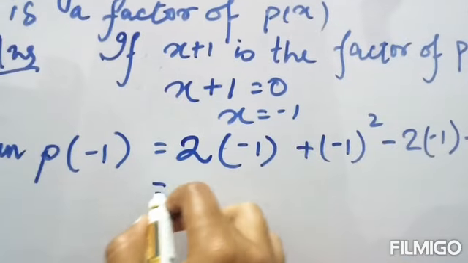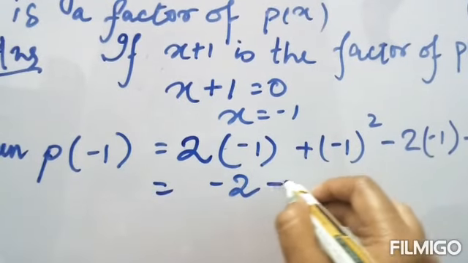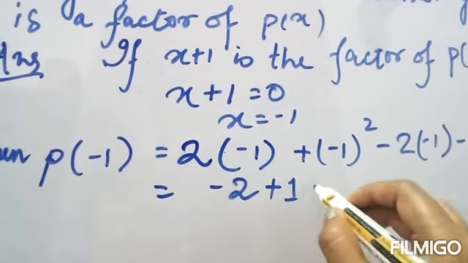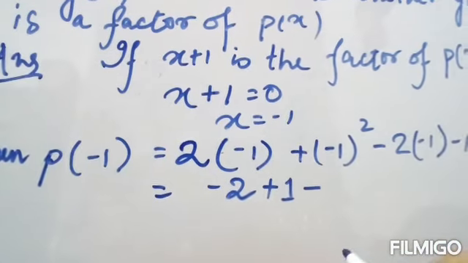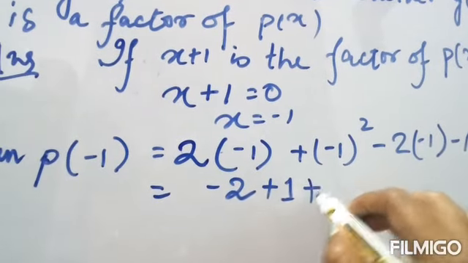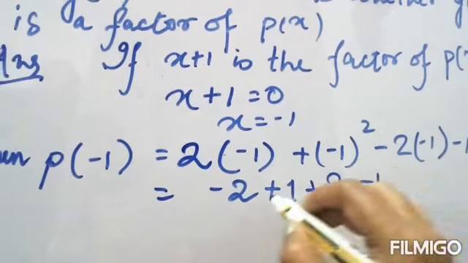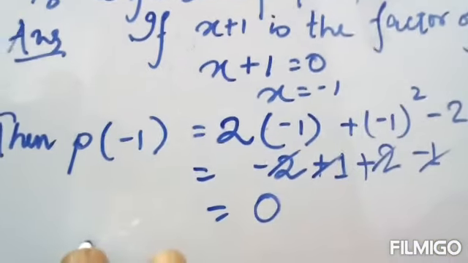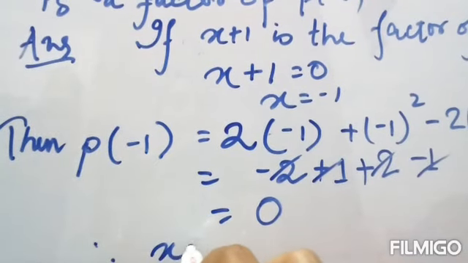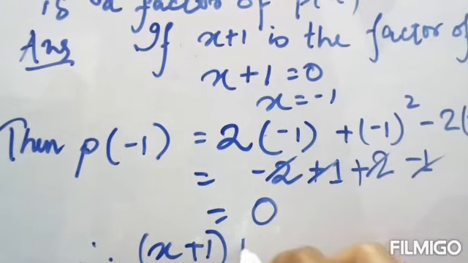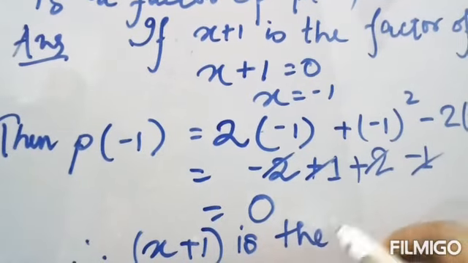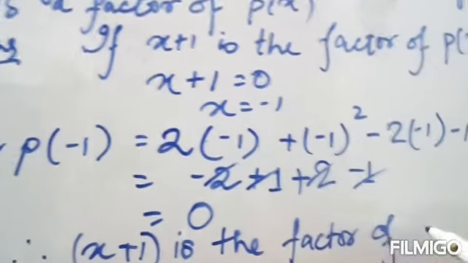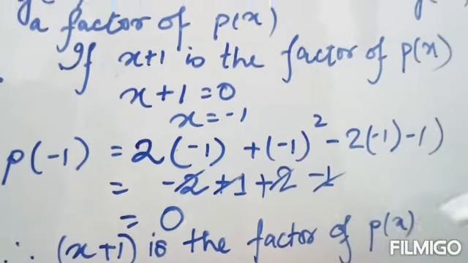Correct? So it will be -2. -1 into -1 will make +1. Minus into minus is plus, correct, and -1. See, the answer is coming as 0. Therefore x plus 1 is the factor of p(x). Understood?